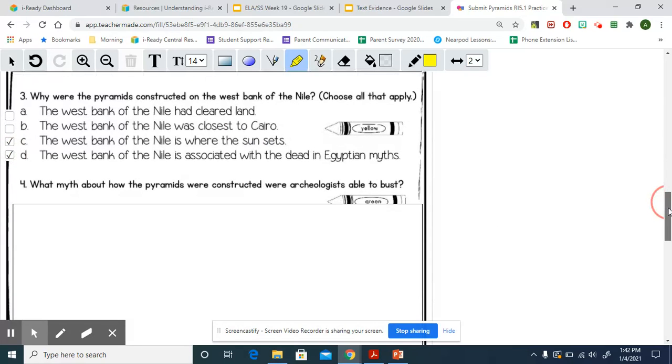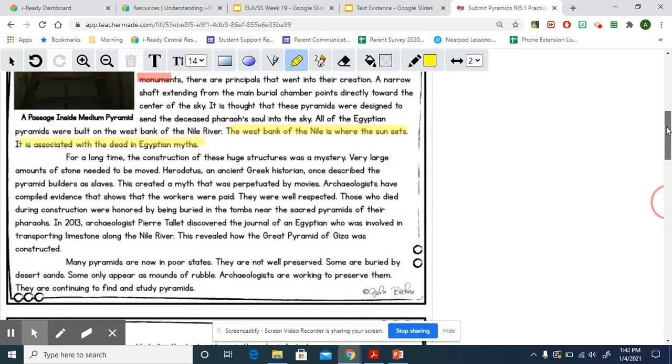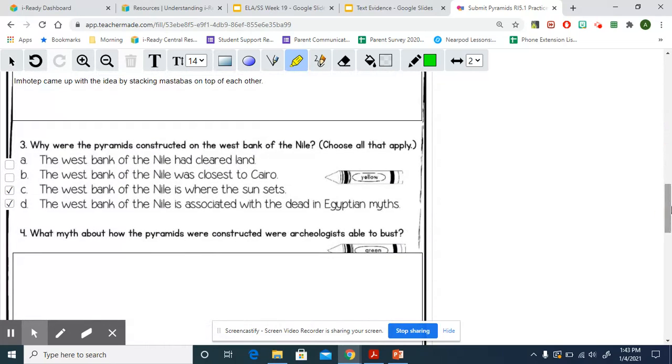Number 4, what myth about how the pyramids were constructed were archaeologists able to bust? And color that in green. So I remember in the next to last paragraph, Herodotus, an ancient Greek historian, described the pyramid builders as slaves. This created a myth that was perpetuated by the movies. Archaeologists have compiled evidence that shows that the workers were paid. So that is the myth. The myth was that they were slaves, and archaeologists were able to prove that they were actually well respected.